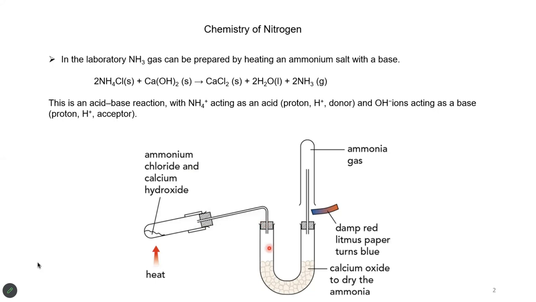This is the apparatus for the laboratory preparation of ammonia gas. Here is the reactant, and then we heat it, and we dry the ammonia gas with calcium oxide, and then we collect the ammonia gas in the collecting tube. You know ammonia is a base, and therefore damp red litmus paper turns blue. This is an acid-base reaction, with the ammonium ion acting as an acid and the hydroxide ion acting as a base.